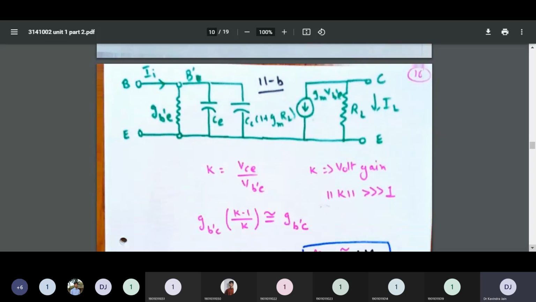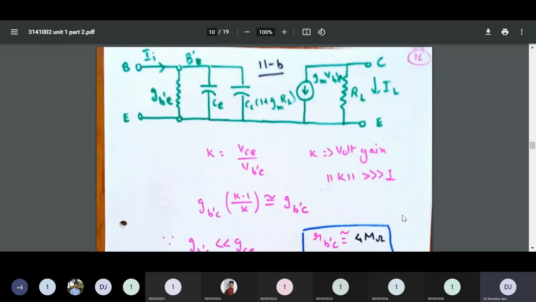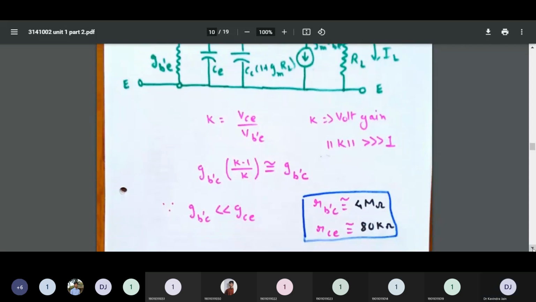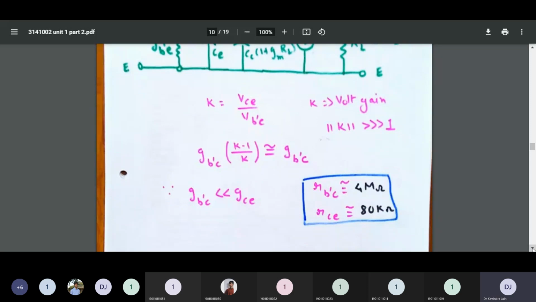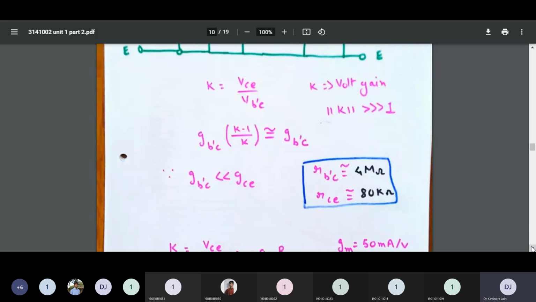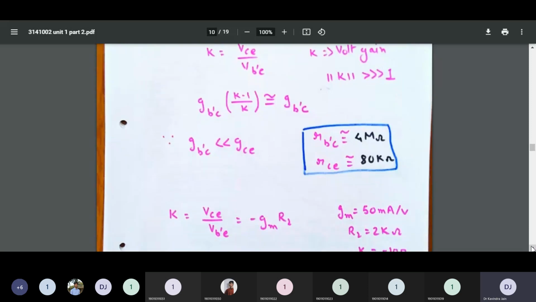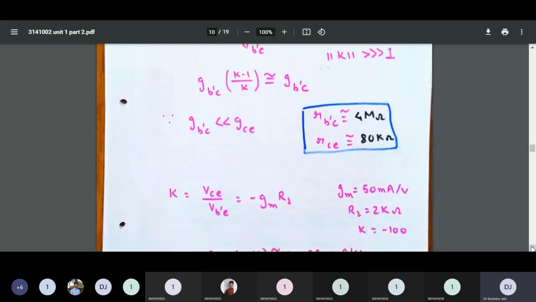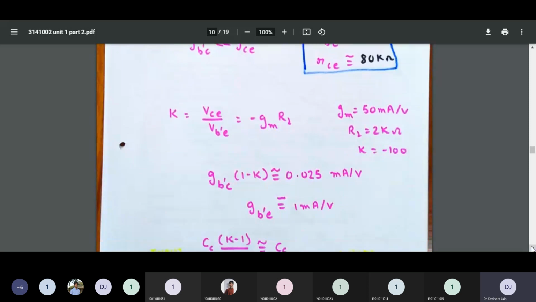Normally K is always much higher than 1. So GB dash C multiplied by this will always be equal to K GB dash, because this is approximately less than or equal to DC. Therefore, these are the comparative studies of these two formulas, where the maximum value of RL is 2 kilo ohm, as compared to this 1 upon RL, which is nothing but GCE, that can always be neglected. From figure number 11b, we conclude that K is equal to minus GM into RL. For different values, we have assumed these things and we have calculated this particular stuff.